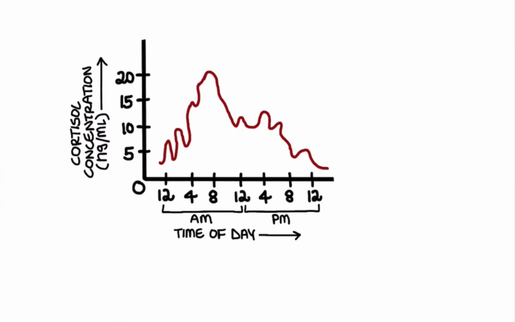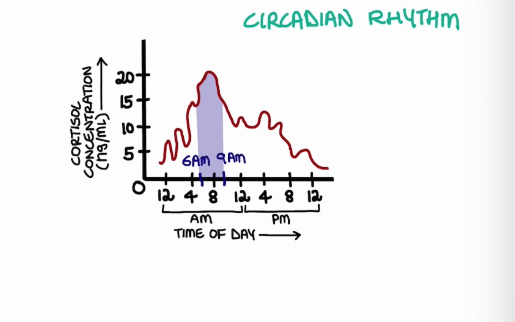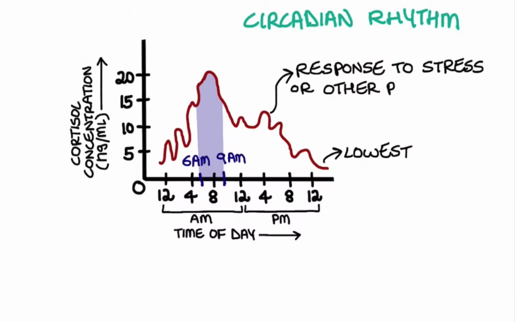Cortisol follows a natural circadian rhythm, which means its secretion is not uniform throughout the day. We can appreciate this by observing the graph. As you can see, the cortisol levels typically peak in the early morning between 6 am to 9 am and reach their lowest levels around midnight. Additional elevations at other times may occur in response to stress or other physiological stimuli.